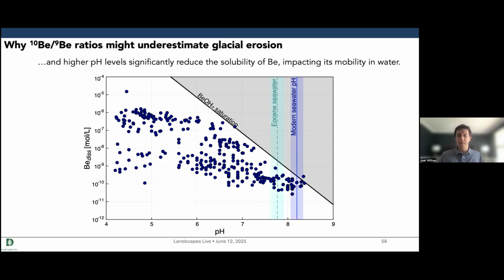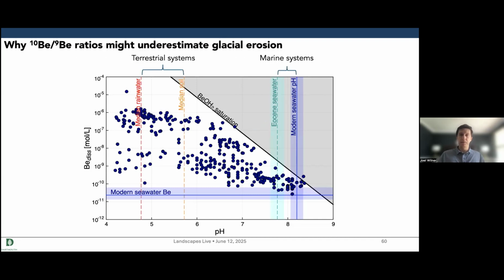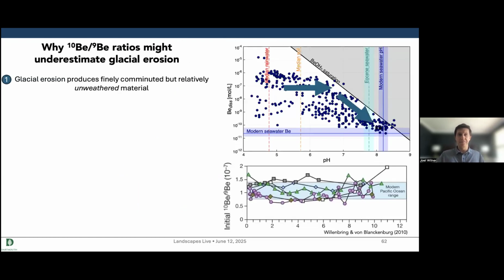You have higher pHs in these marine environments. You have a modern seawater beryllium concentration here, and then you contrast the marine system's pH with the pH of terrestrial systems, and you get this decrease once you reach a saturation curve line, and yeah, that's implying a number of things.